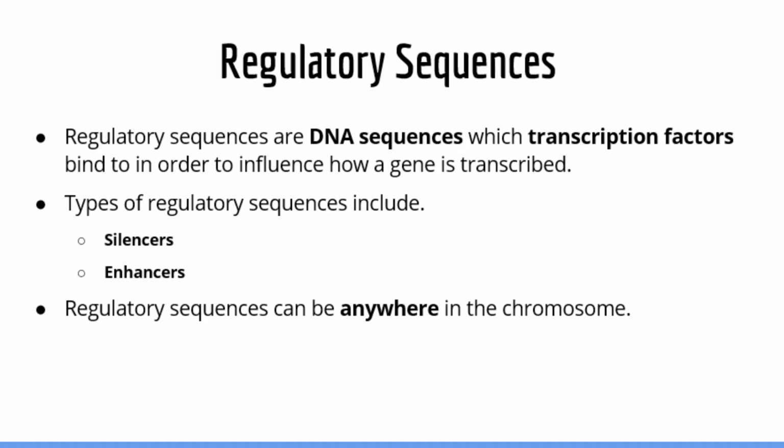Unlike promoters, regulatory sequences do not necessarily need to be located upstream to the gene. They can be located anywhere within the chromosome. So generally speaking, there are two types of regulatory sequences: silencers and enhancers.